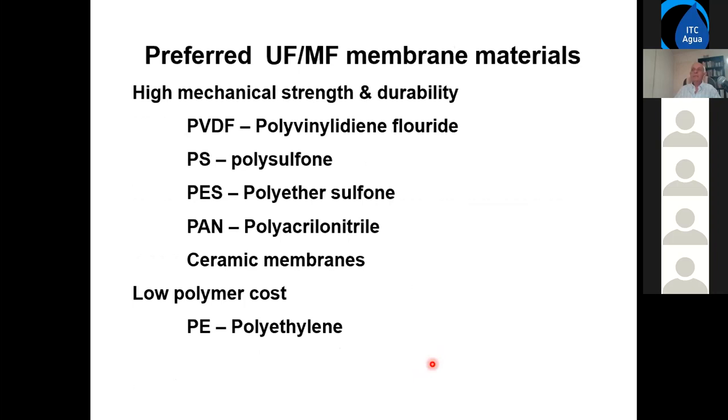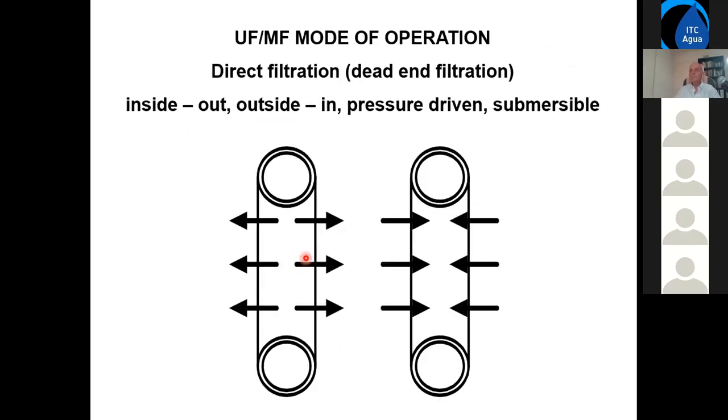So the preferred membrane materials today are PVDF, which is the most common one, polysulfone, polyether sulfone, polyacrylonitrile, and of course ceramic membranes. The majority of membranes for membrane filtration are capillary membranes, except for Kubota, which is flat sheet, and also ceramic membranes, which are not capillary, just an actual sheet of ceramic.